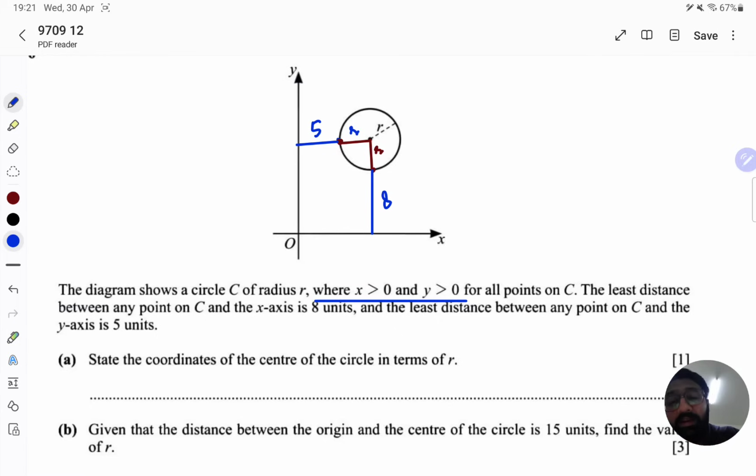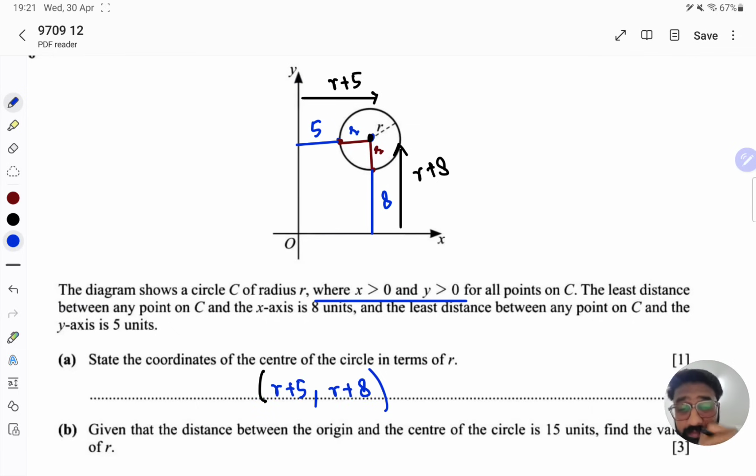So what we need to do is state the coordinates of the center of the circle in terms of r. For the coordinates of this point, how much are we moving in the x direction? We are basically moving r plus 5. And how much are we moving in the y direction? We are moving r plus 8. So the coordinates are going to be r plus 5 comma r plus 8.